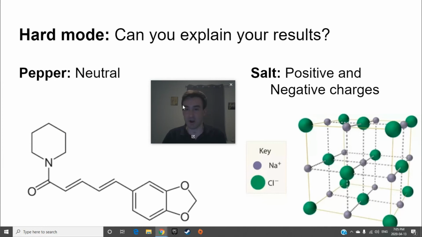Now, I say this is hard mode, but really this is like impossible mode. So can you explain your experimental results? Can you explain what happened with the salt and pepper given this information? Here's the structural formula for pepper and salt. You'll notice that pepper has no overall charge. It's a neutral compound. Salt has positive and negative charges. So given this information, can you figure out maybe what's going on with these materials?